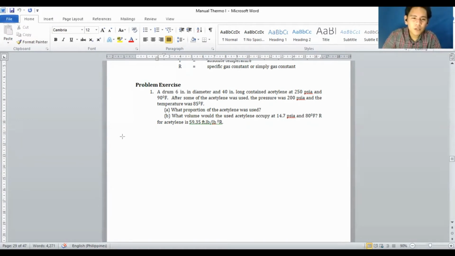We have the perfect gas equation, PV equals MRT. Now, to be able to solve for M1, we have to derive. So therefore, your M is PV over RT. Now, here in your mass, your mass 1 equals P1 V1 over RT1.